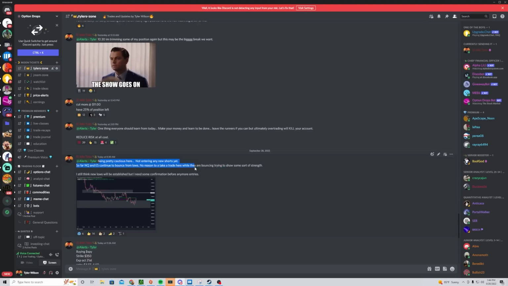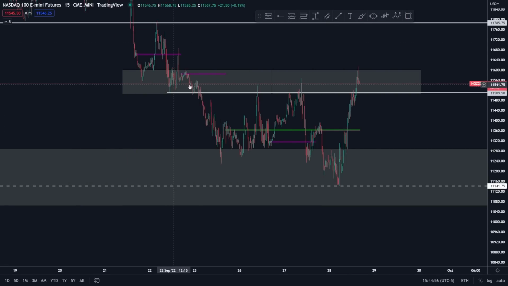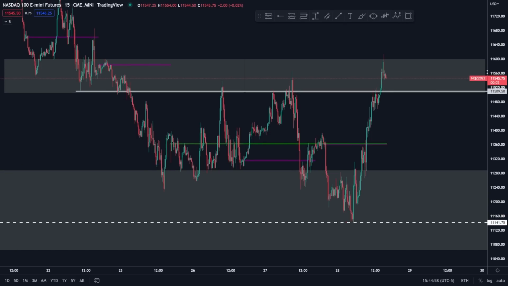No reason to take a trade here while they're bouncing, trying to show strength. I still think new lows will be established, but I need some more confirmation before entries, right? And so what did I end up looking for? I looked at our zone, everything that I'm mentioning here on the channel.